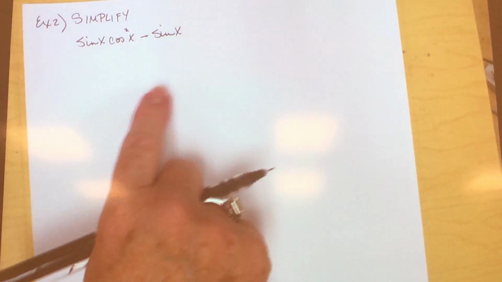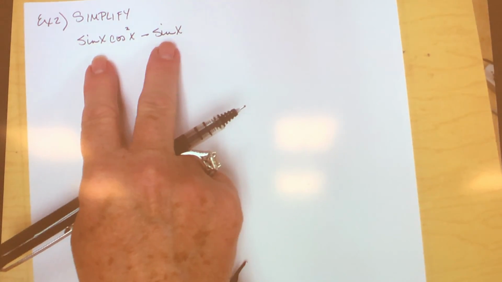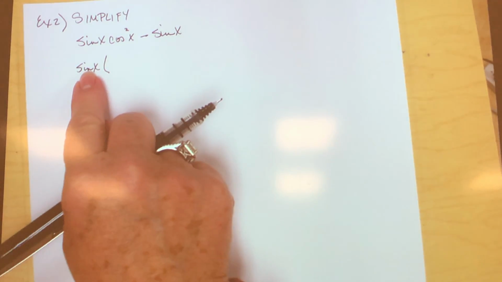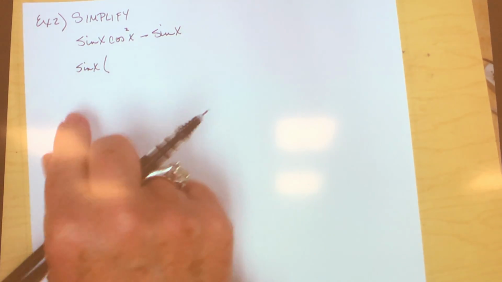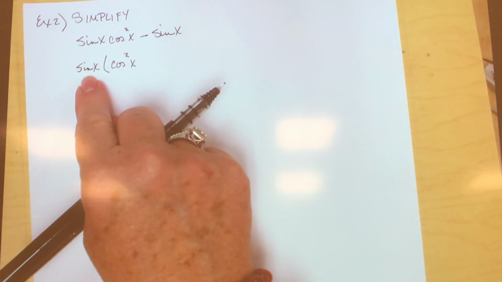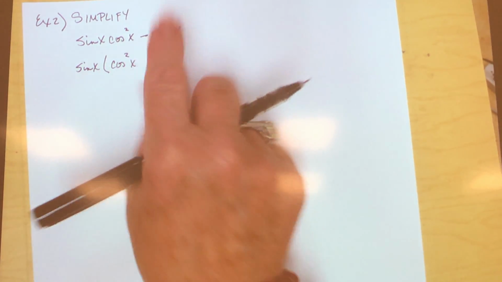Factor. Yes. I can factor this, can't I? I got two terms. What do they have in common? Sine. So let's take it out. What do you multiply sine by to get sine cosine squared? Cosine squared. All right. What do you multiply sine by to get negative sine? Negative 1. Okay. So now I'm here.